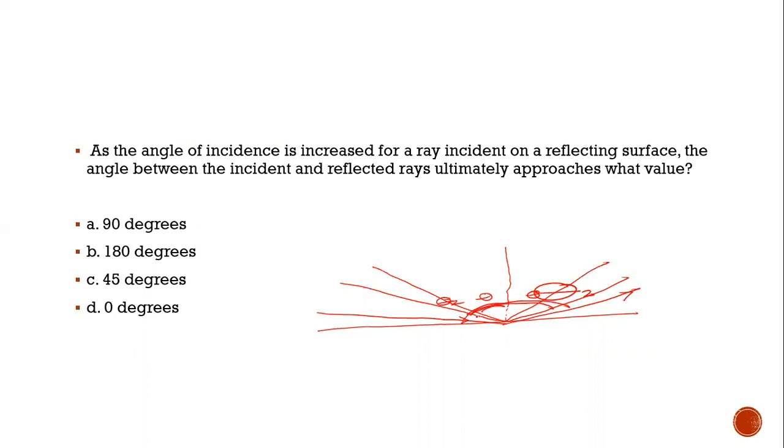Notice that it's getting closer and closer to a straight line, and the angle in a straight line is 180 degrees. So as the angle of incidence keeps on increasing, this one also keeps on increasing. It's getting closer and closer to 180 degrees. So it ultimately approaches 180 degrees. Okay, so that's just the idea.